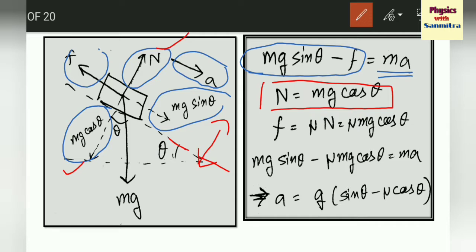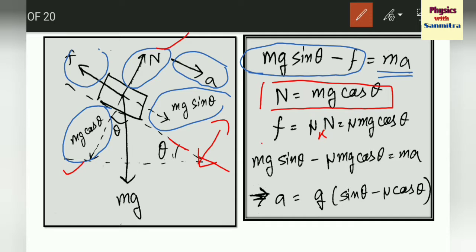So f is equal to mu k into N. In case of static friction, we have to check whether it is maximum or not. Then only can we apply f is equal to mu s into N. But in kinetic friction, it doesn't matter, because the value is constant. It depends only on N and mu k. It is not a self-adjusting force as such.